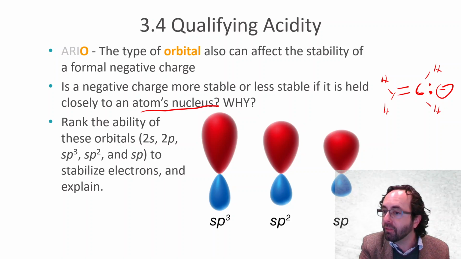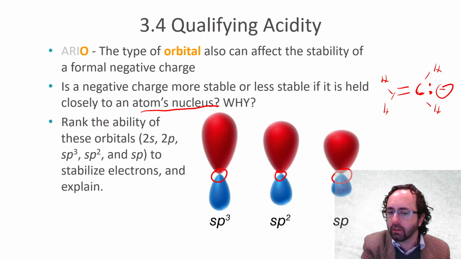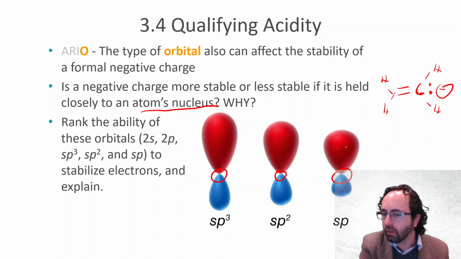I kind of confused that for the last one. But in terms of the nucleus is right here. So this factor is actually how close these electrons are to the nucleus. So when it's very close, it can be more tightly held and better stabilized. So it's like the highly electronegative atom. I can't believe I did that.